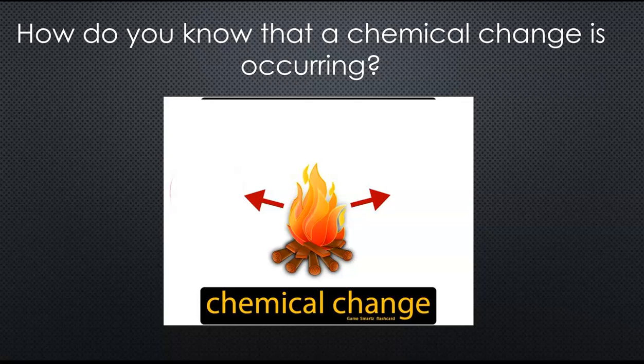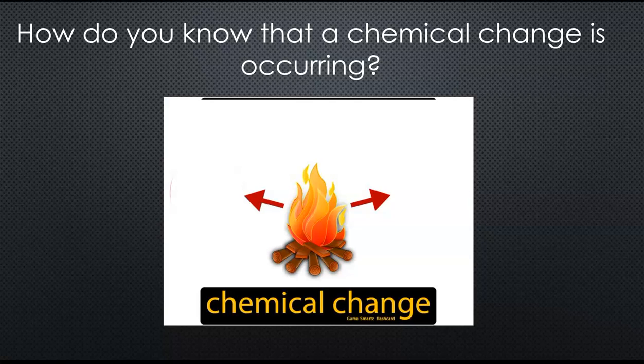Take a look at the image below. How do you know that a chemical change is occurring? Well, first, let's identify what we see here. We have fire and we have wood. We know that heat is coming from the change, right?